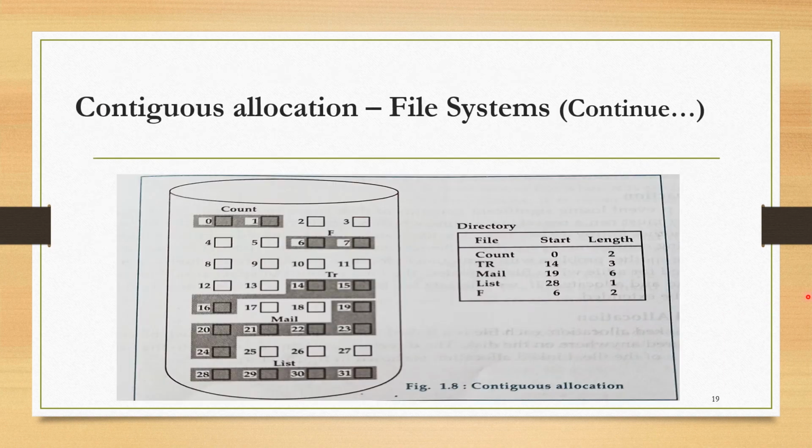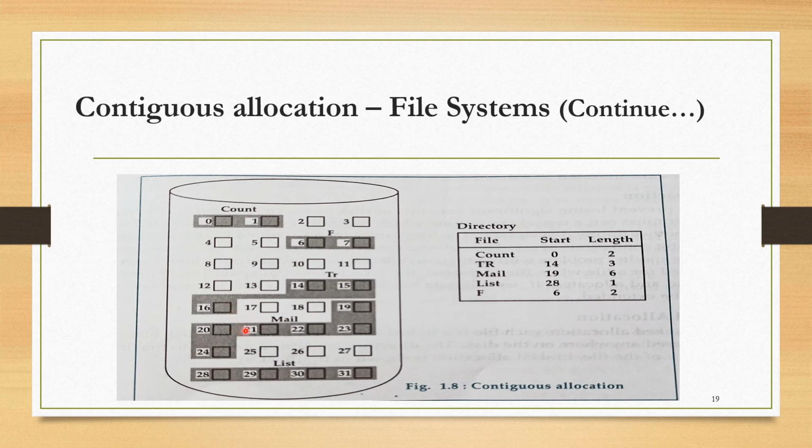So this is contiguous allocation. You see, these are the files: count is a file, tr is a file, mail is a file, list is a file, f is a file. The directory has the location information. The count file starts from block 0 and its length is 2, so these two blocks are your count file. The tr file starts at 14 and is 3 blocks, so 14, 15 and 16. So it's closed there.